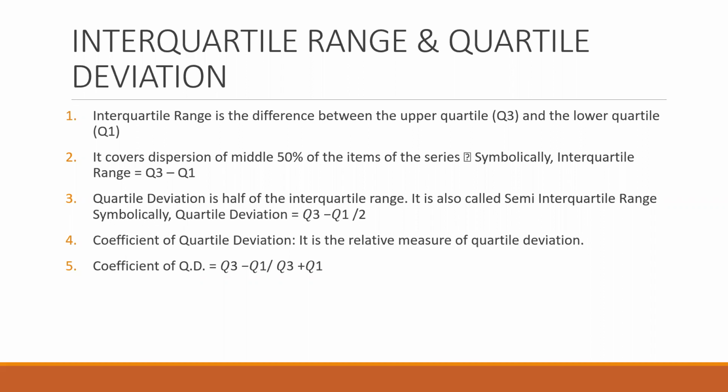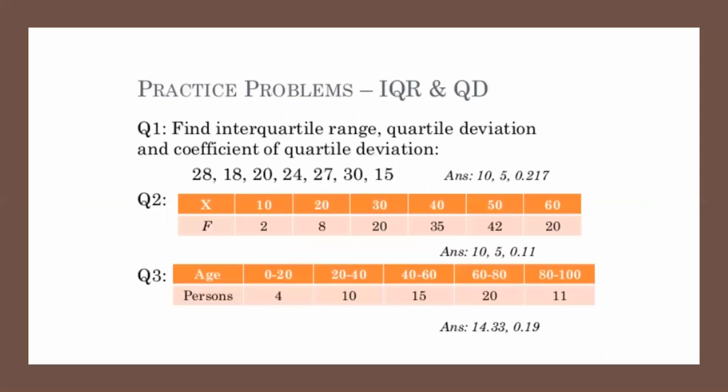Similarly, the coefficient of quartile deviation is the relative measure of quartile deviation. We get it, similar to the coefficient of range, by taking the value Q3 minus Q1 and dividing it by Q3 plus Q1. So in this problem, in question number 1, we have a data set starting from 28, 18, 20, and these are the values.